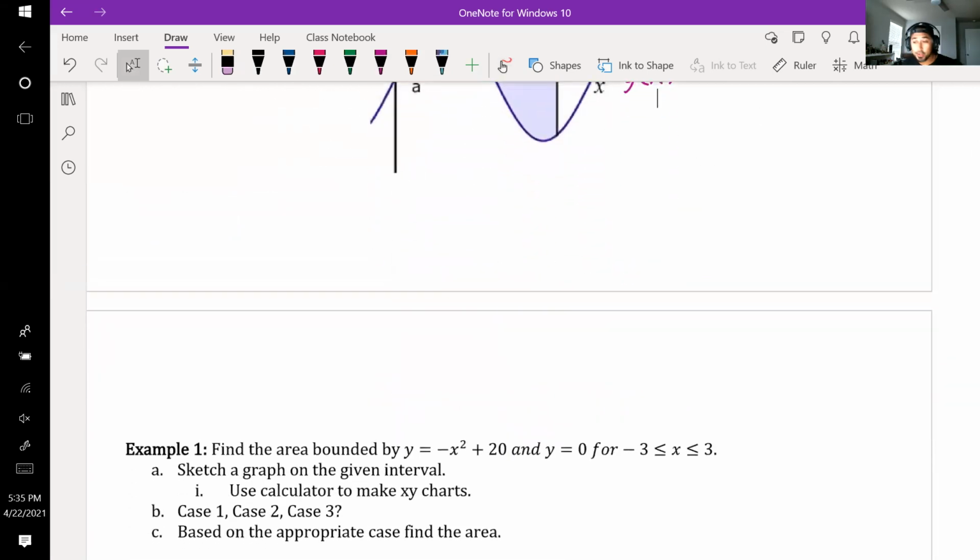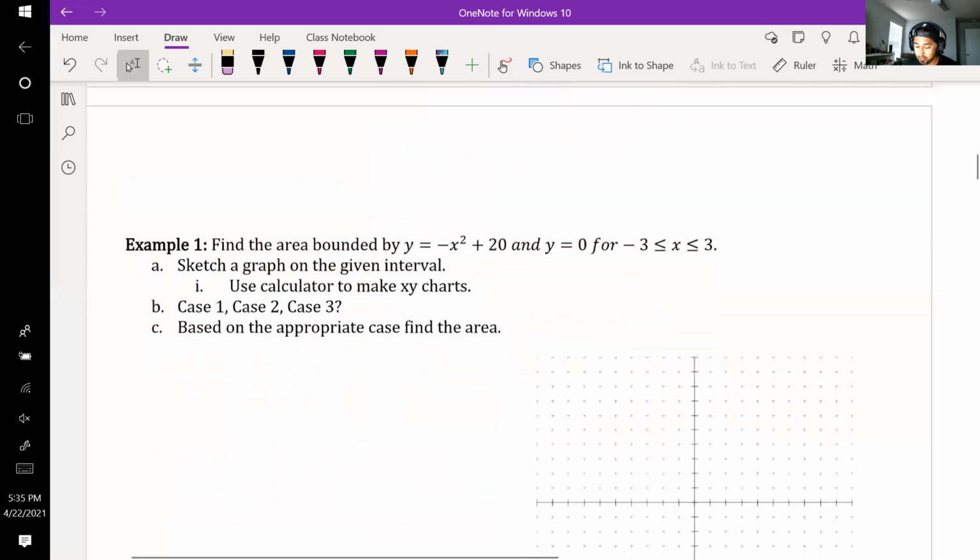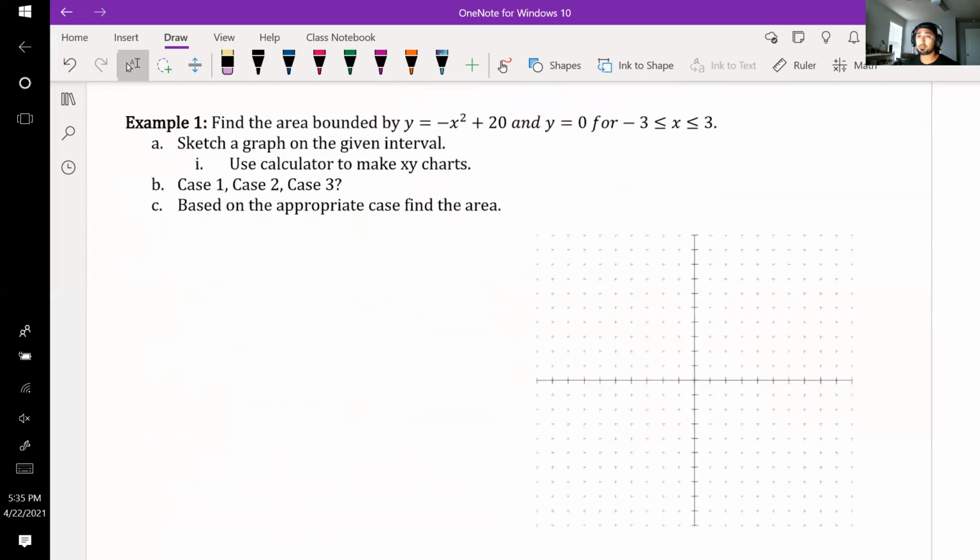And of course, we'll use Desmos today because we have to sketch the graphs in order to see the area, and we can plug the integrals into Desmos. Okay, so example one. Find the area bounded by y equals negative x squared plus 20 and y equals 0 on the interval -3 to 3. The first thing we're going to do is sketch a graph of both functions on the given interval. So that is our first step.